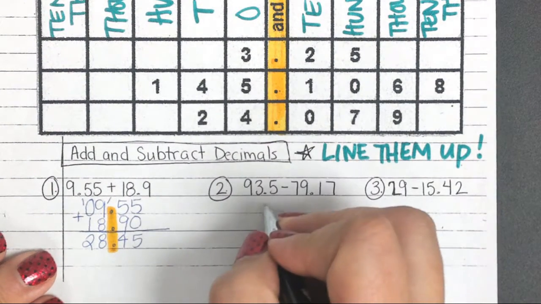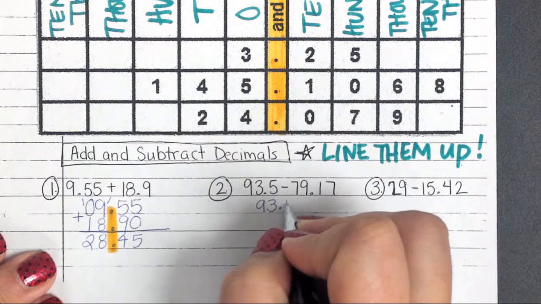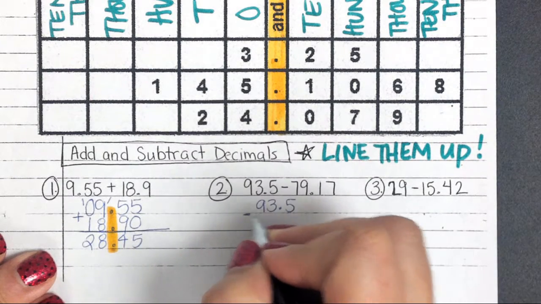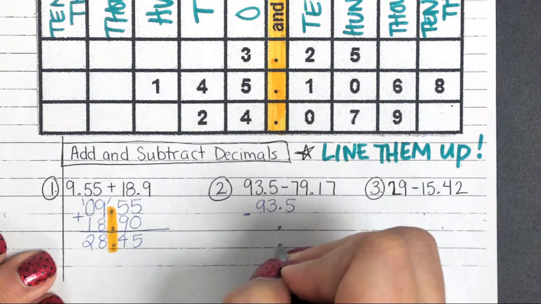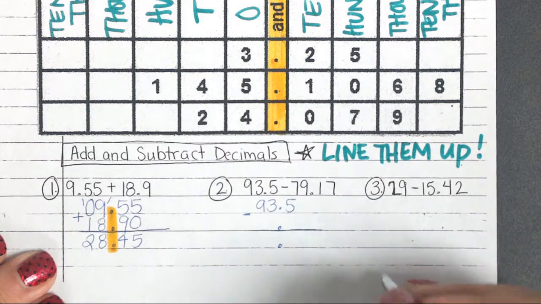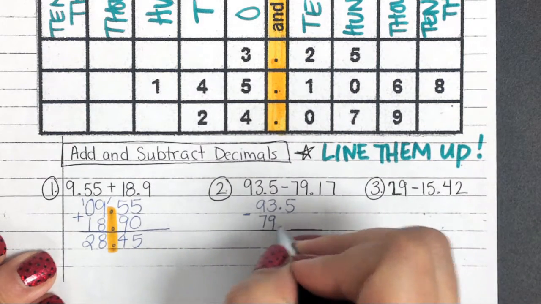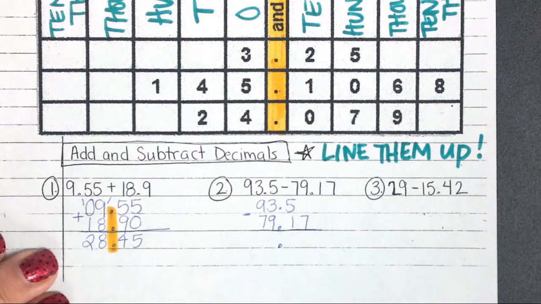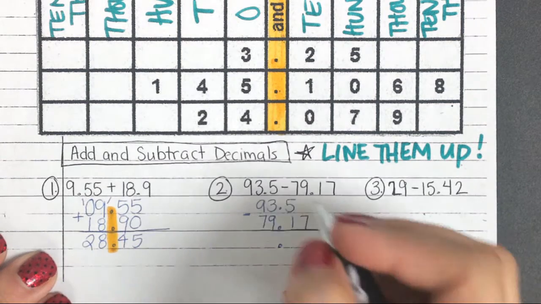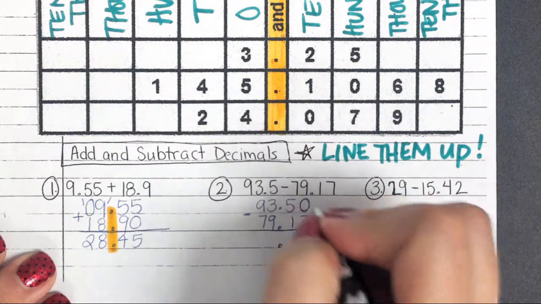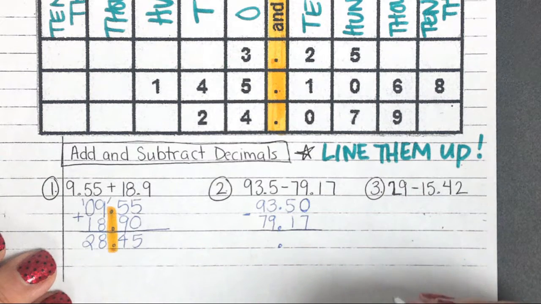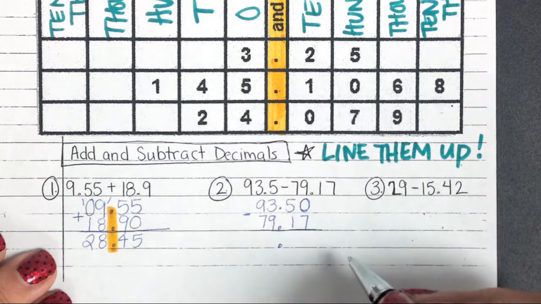We have 93 and 5 tenths minus, I'm going to go ahead and put my decimal points. Okay, this time I have 79 and 17 hundredths. Can I take anything out of the air? Can I subtract from the air? No. No, so what have I got to put there? A 0. I've got to put a 0. Remember, he's our placeholder.